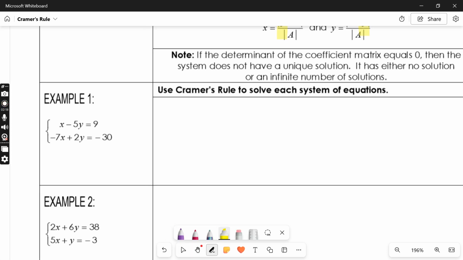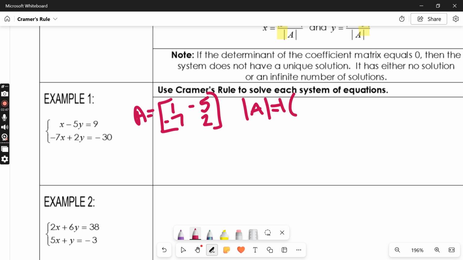Alright, so we're going to start with example 1. Our first job is to find our coefficient matrix. So my coefficient matrix on here is 1, negative 5, negative 7, and 2. I'm going to start by finding the determinant of that. This is my A matrix. So the determinant of A, remember you're multiplying those diagonals, so 1 times 2 minus negative 7 times negative 5.